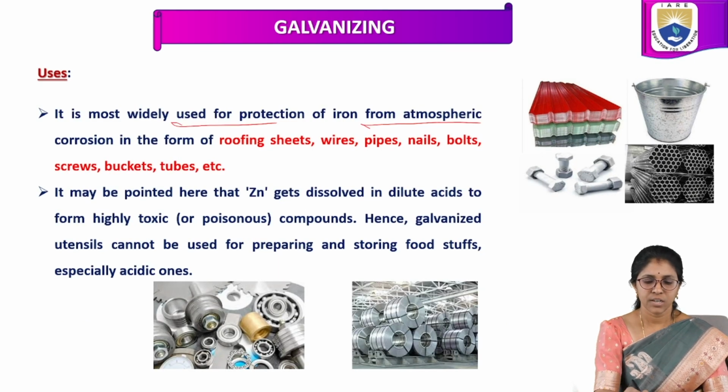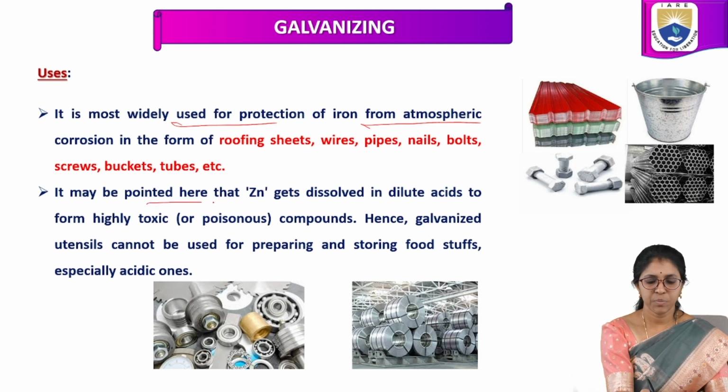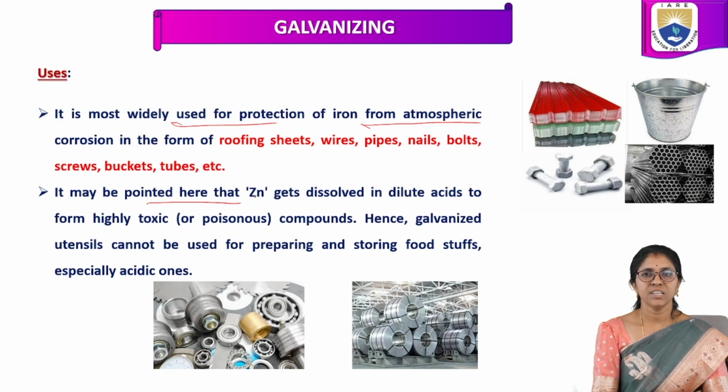Galvanized sheets are used against atmospheric corrosion in the form of roofing sheets, wires, nails, bolts, screws, etc. It may be pointed out here that zinc gets dissolved in dilute acids to form highly toxic compounds. Hence, galvanized utensils cannot be used for preparing or storing foodstuffs, especially acidic ones.